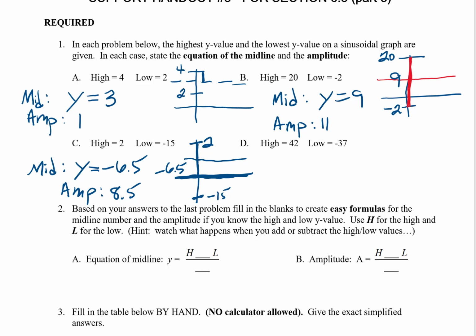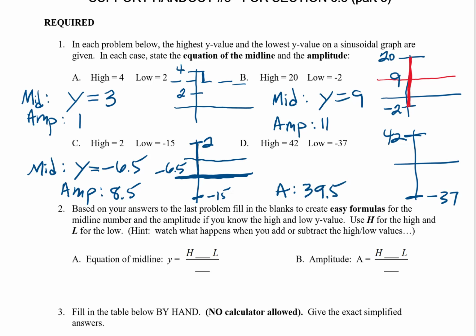Y equals -6.5. And then the last one, this one's the biggest distance here. I've got 42 up here as the top and -37 at the bottom. What is the total distance between those two numbers? 40 and 30 would be 70, 2 and 7, 9, so 79 as the total distance. You'd have to cut that in half to get the amplitude. Half of 79 would be 39.5, so 39.5.